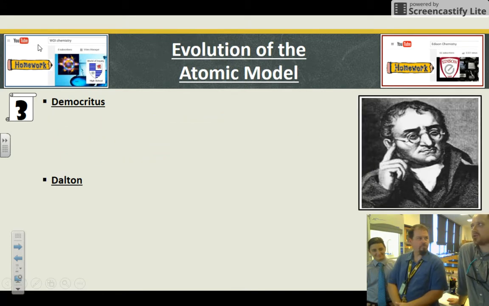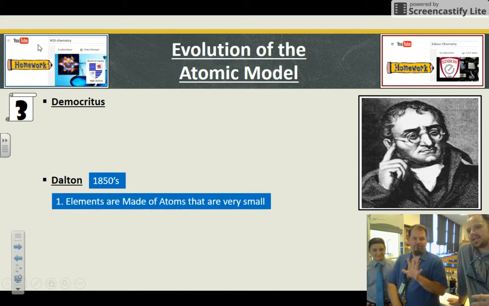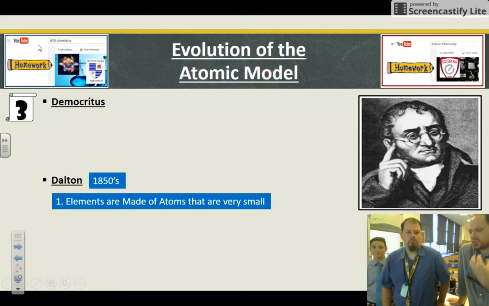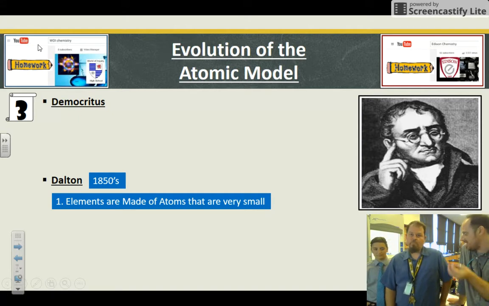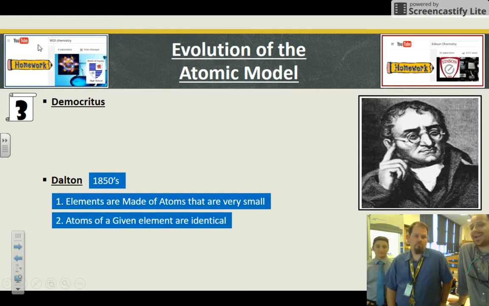And then fast forward about 2,500 years. Long time. Nothing happened until the 1850s when John Dalton showed up with five huge postulates. Sorry, five big ideas, but he still had no actual physical evidence yet. His ideas were as follows. Matter is made of atoms that are very, very small. And atoms of a given element are identical.